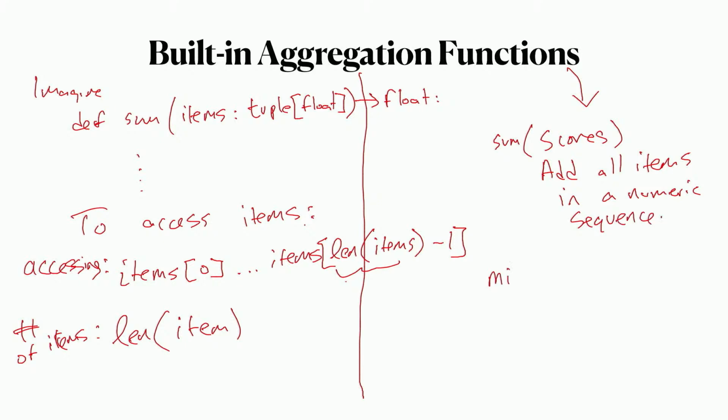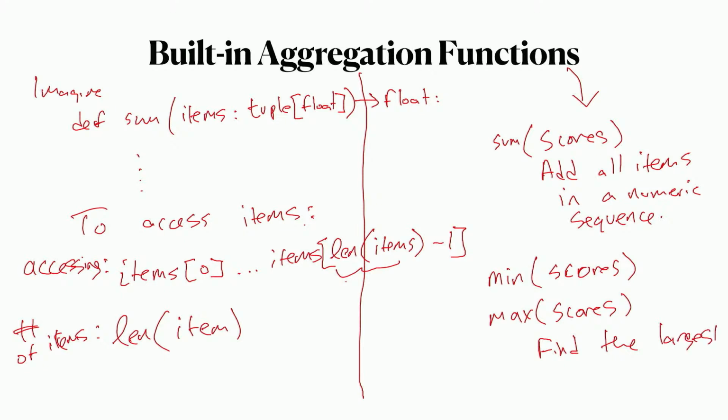Similarly, there are self-explanatory built-in aggregation functions like min and max, where these would find the smallest and largest items of a tuple respectively. And that would be a tuple that contains all numbers. It turns out this would work with strings using string comparison, but typically you're going to use these with numerical values.